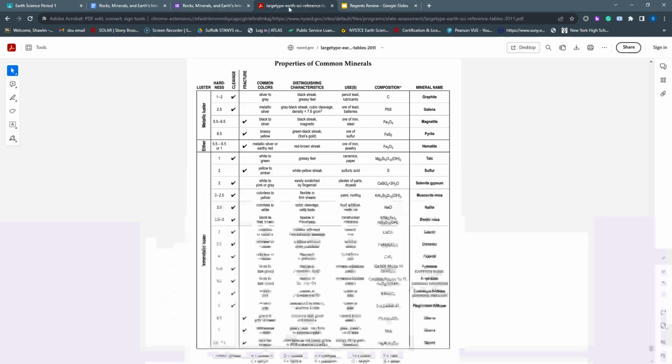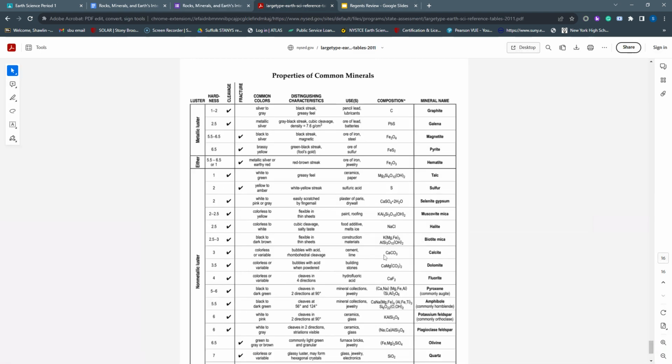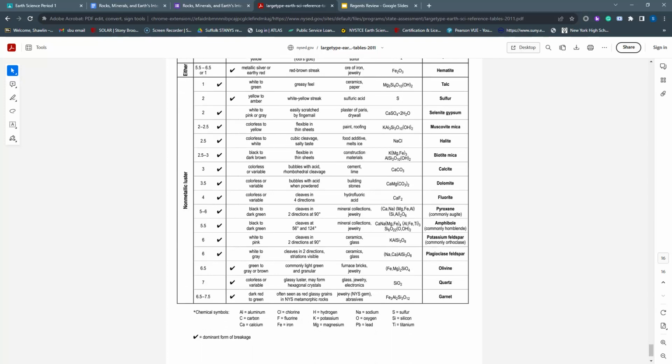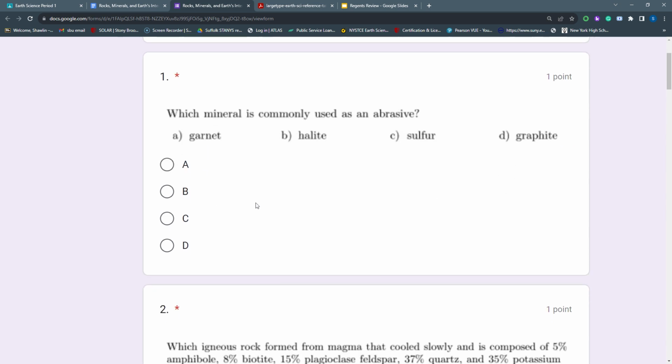A, garnet. If we find garnet all the way in the bottom, garnet, the use, it says abrasive right here. So I know garnet is the answer. The correct answer for question number one is A.